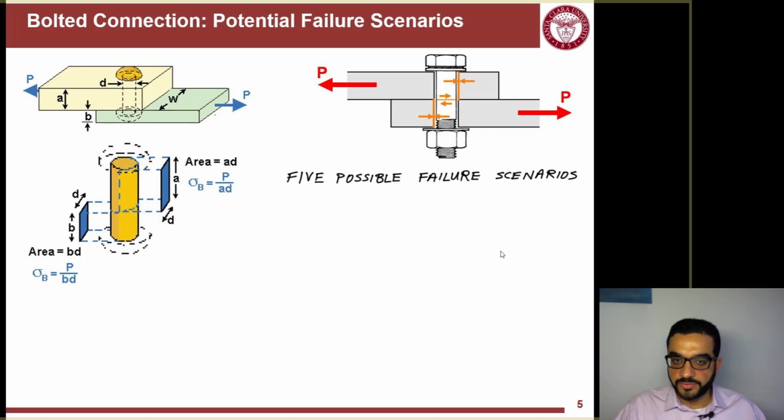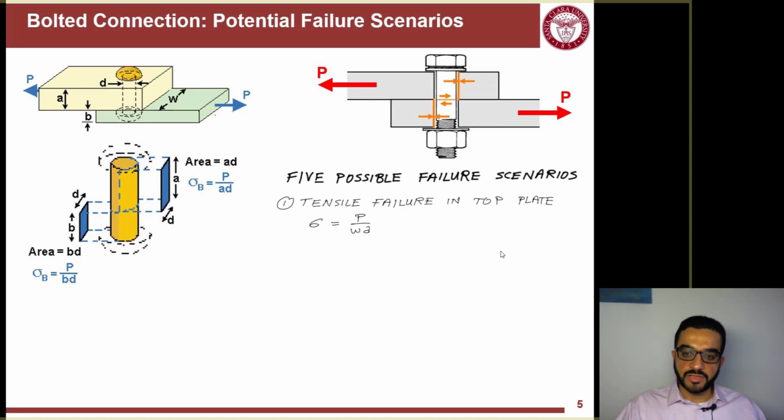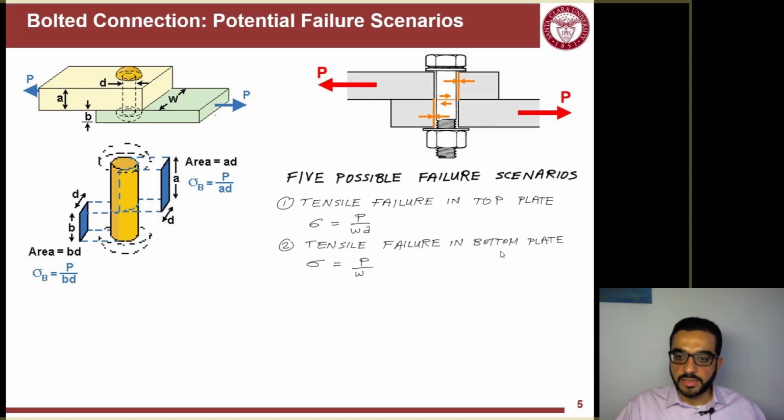So let's see now these 5 possible failure scenarios. The first one is the tensile failure in the top plate. The force is flowing through the top plate, and the cross section of the top plate is W cross A. If we're not designing it carefully, that stress sigma will cause a failure in this plate. A second failure scenario would be the bottom plate. Because we have different cross-sectional dimensions, we have a different sigma here.